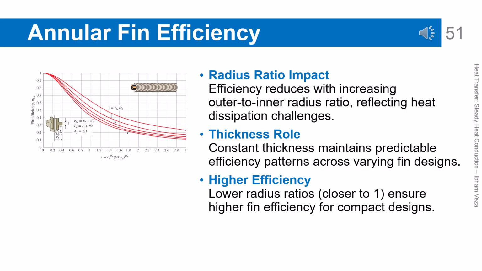Annular fin efficiency insights. Annular fin efficiency decreases as the outer to inner radius ratio increases. Constant thickness produces predictable efficiency patterns. Materials with high thermal conductivity always provide better performance. Fins with radius ratios close to 1 show higher efficiency. Annular fin design must balance surface area expansion and heat dissipation effectiveness.